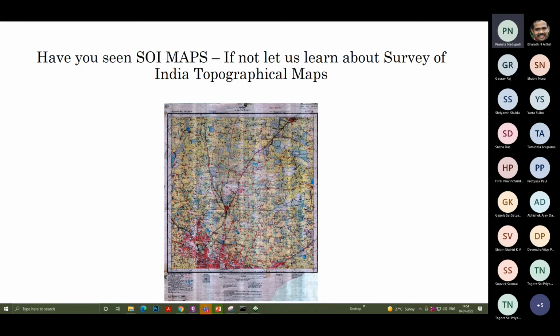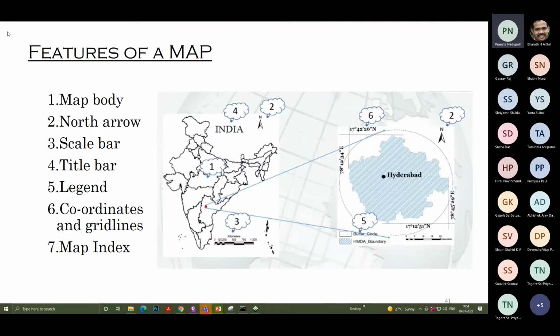So how does a map look? A map is going to have a map body, whatever the data or information it is going to share. Then it is always going to have a north arrow, an indicative of direction on the map. Then a scale bar, which we have discussed till now, the representative factor of its true scale on the earth. And then a title bar, what kind of map it is: India's map, or a state level map, or whatever title depends upon the map body.